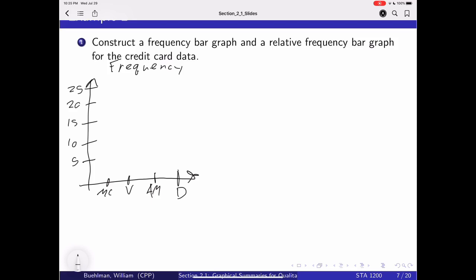So if you remember right, MasterCard had 11. So we're going to go up here, and that's MasterCard. Visa had 23. American Express had 9.